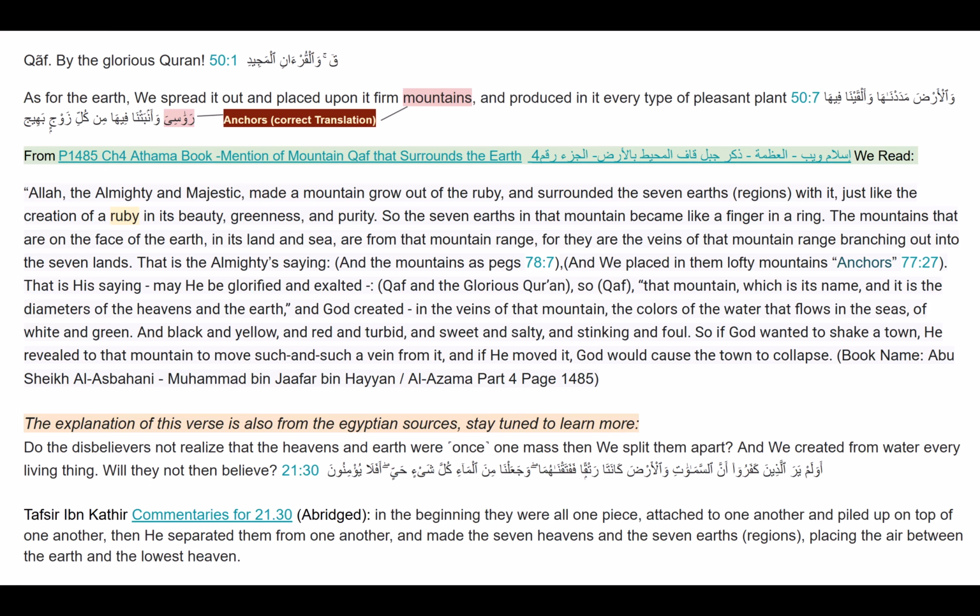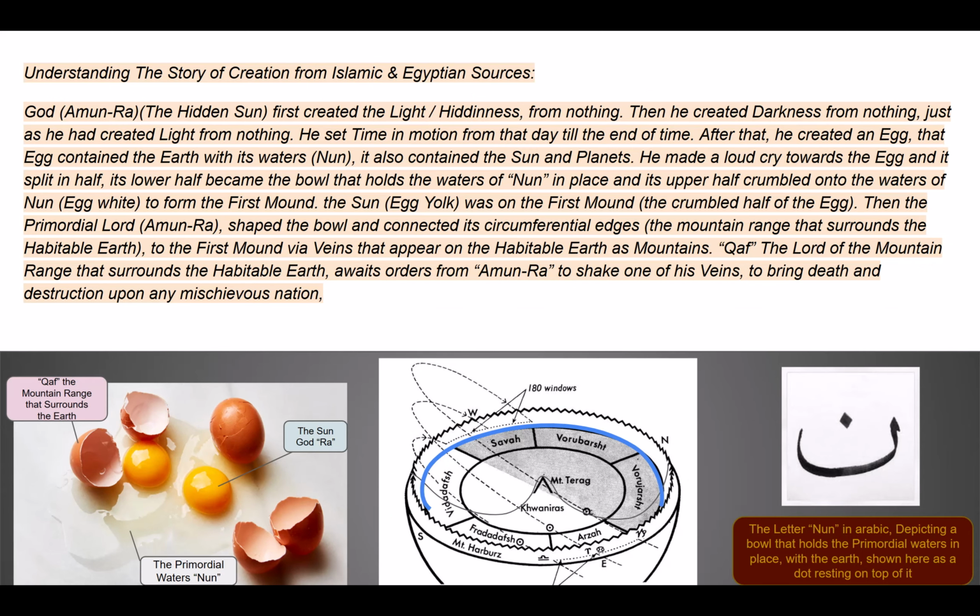And God created in the veins of that mountain the colors of the water that flow in the seas of white and green, and black and yellow, and red and turbid, and sweet and salty, and stinking and foul. So if God wanted to shake it down, He revealed to that mountain to move such and such vein from it, and if He moved it, God would cause that down to collapse. So this explains what I was telling you guys.